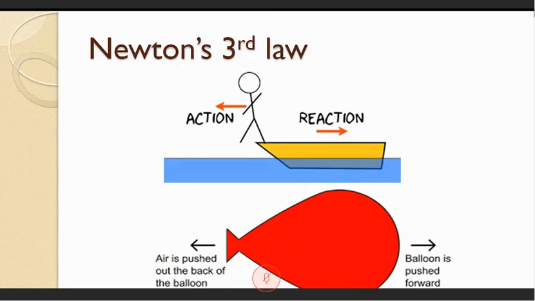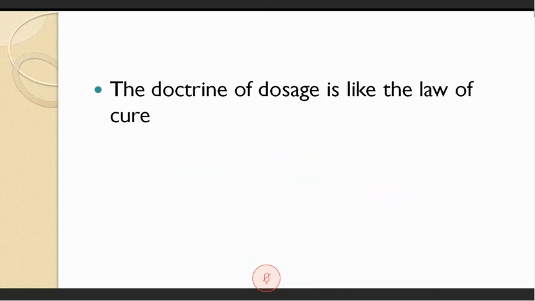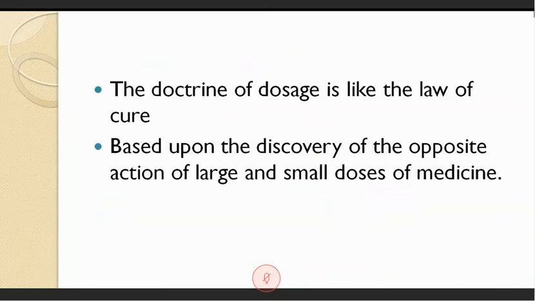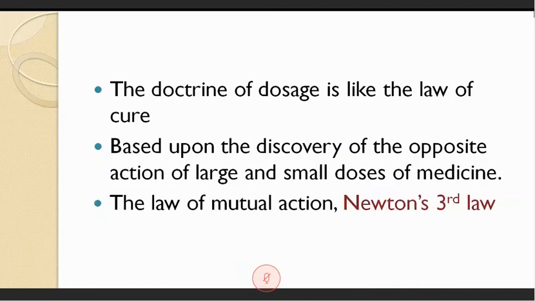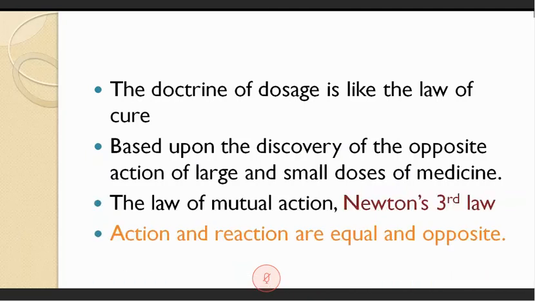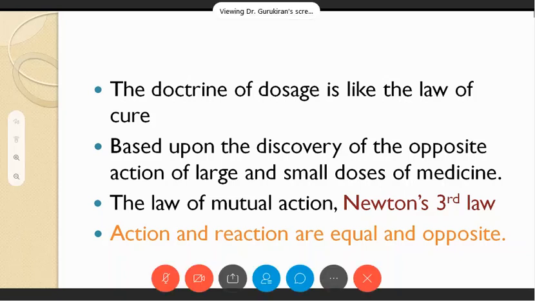On the basis of this is the law of cure. Newton's third law implies the law of cure, where there is the opposite action of large and small doses of medicine. The doctrine of dosage is like the law of cure, based upon the discovery of opposite action of large and small doses of medicine. That is Newton's third law. Action and reaction are equal and opposite. Can anybody give some example on this? How does it relate to this? How can we correlate? What happens in the proving?